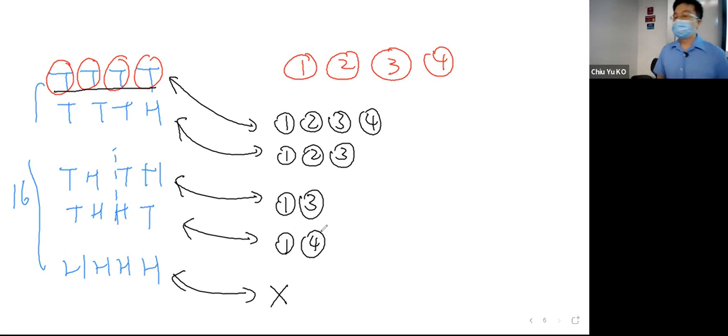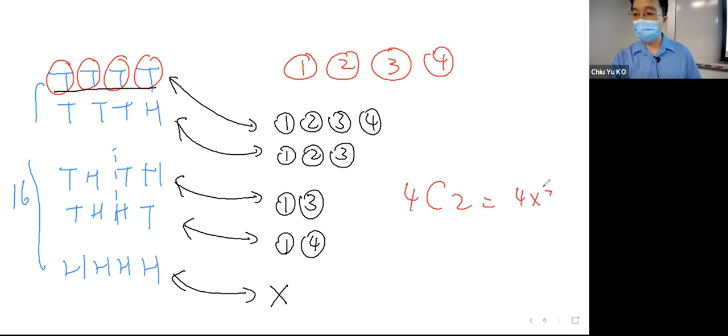So now the question is how many outcomes have 2 tails. That is asking: out of 4 balls, I'm drawing 2 balls. I don't care about order, 1 and 2 is the same as 2 and 1. That's exactly why we have 4C2. 4C2 is 4 times 3 over 2 times 1, which is 6. So there are 6 different ways to do it.